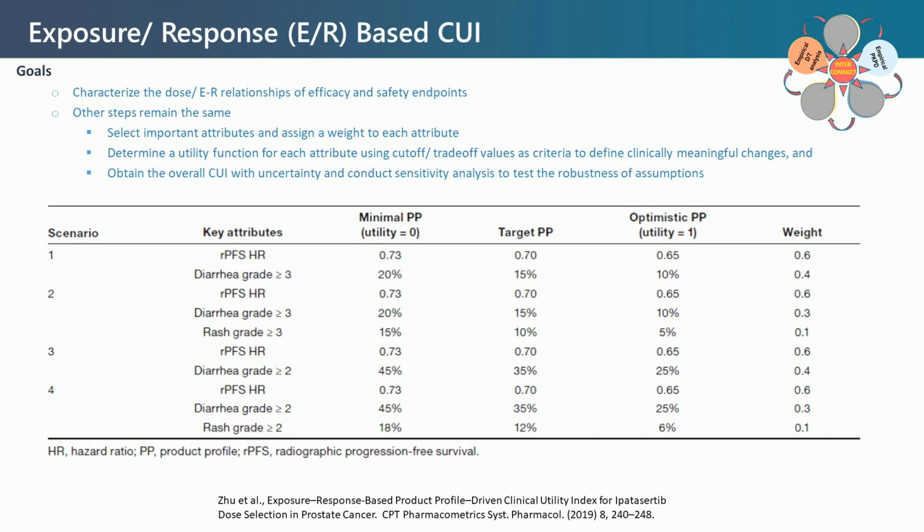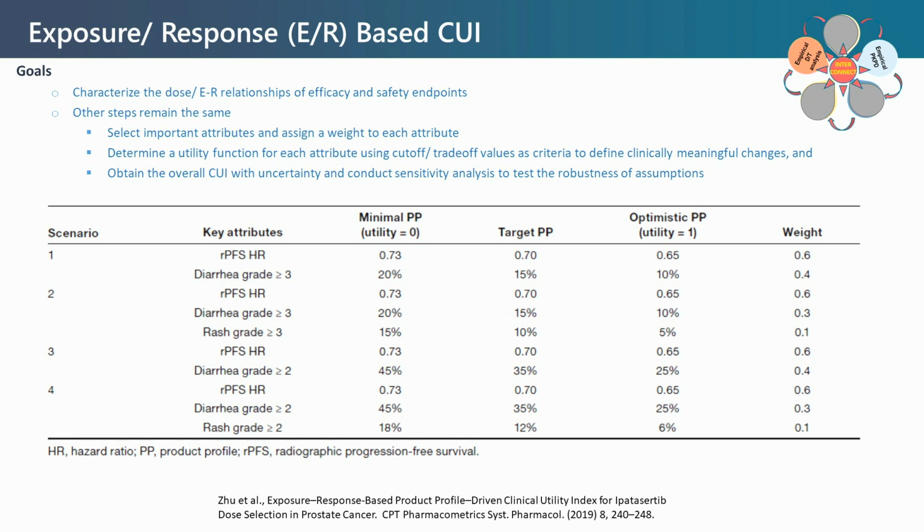Now, exposure response based CUI is something that has gained traction in the recent 5 to 10 years. And the goal of this exposure response based CUI is to characterize the dose and or exposure response of efficacy and safety endpoints, but other steps remain the same, which is identifying the attributes, assigning a weight to each attribute, determining the utility function, use of the appropriate cutoff or trade-off values, as well as to obtain overall CUI with uncertainty and sensitivity analysis. So all those steps remain the same with the exception of characterizing the dose or exposure response of efficacy and safety.